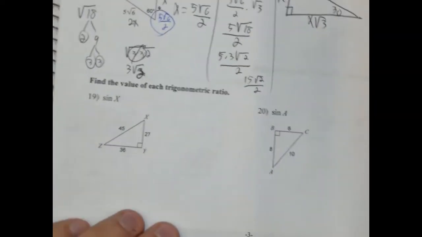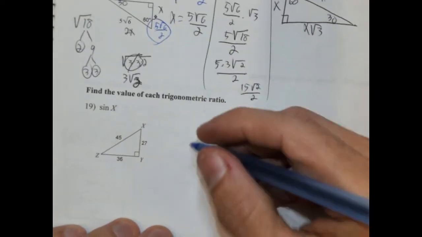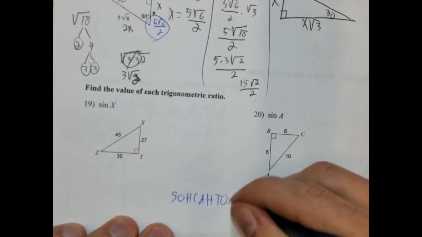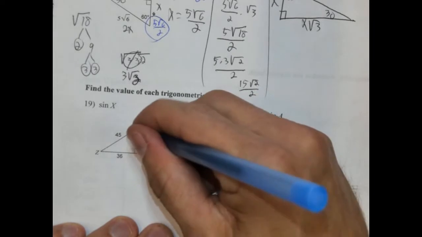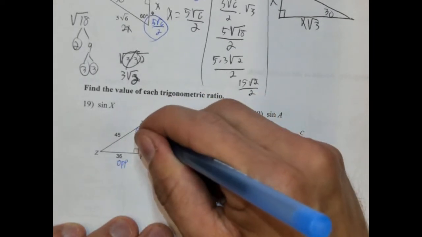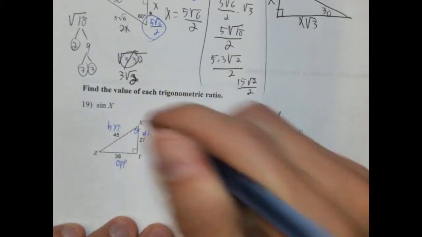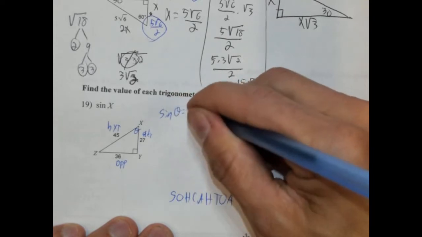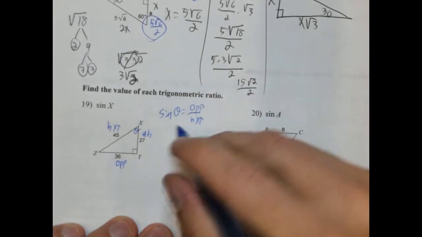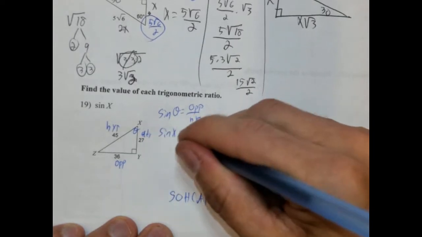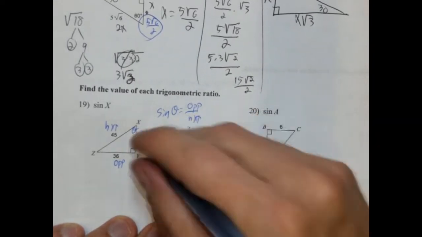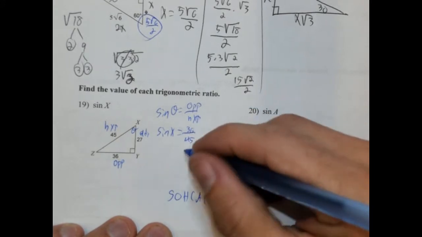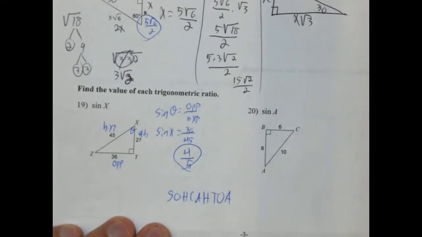Okay, now we're going to do trigonometry. So let's write our function acronym here. SOHCAHTOA. I'm switching to blue because I just feel like using it. Why not? All right, so sine of x. So here's our theta. This is our opposite. This is our adjacent. This is our hypotenuse. I'll remind you, sine is opposite over hypotenuse. So sine of x, in this case, would be opposite is 36. Hypotenuse is 45. Can we simplify that? Yes, they're both divisible by 9. So 4/5. And that's that.